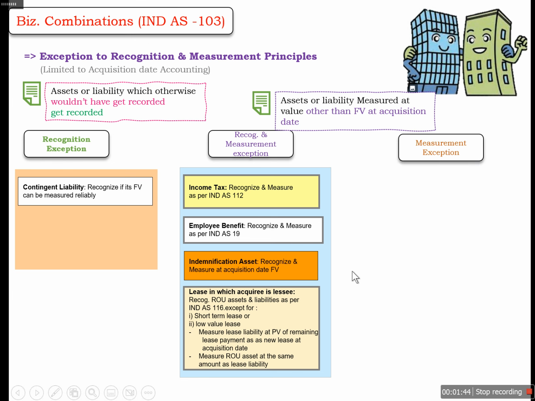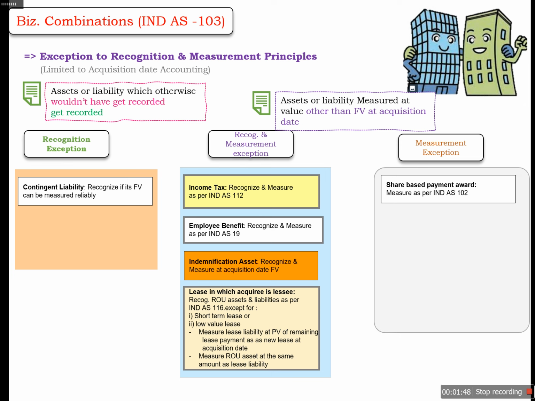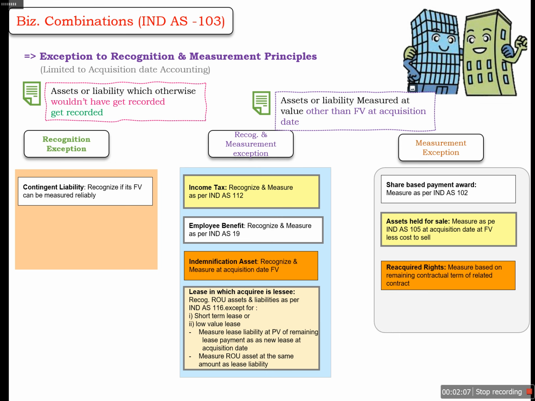And next are the measurement exceptions only, where a share-based payment award is measured as per Ind AS 102, and assets held for sale are measured as per Ind AS 105 at acquisition date at fair value after deducting cost to sell. And next is reacquired rights, which are measured on the basis of the remaining contractual term of the related contract.